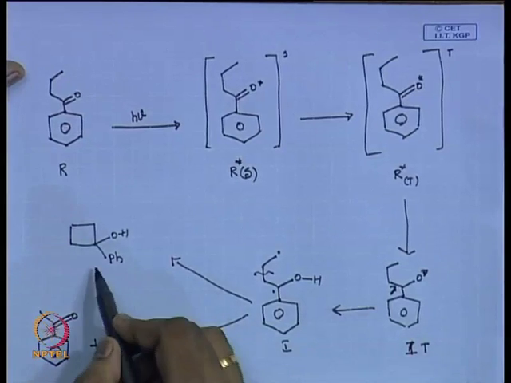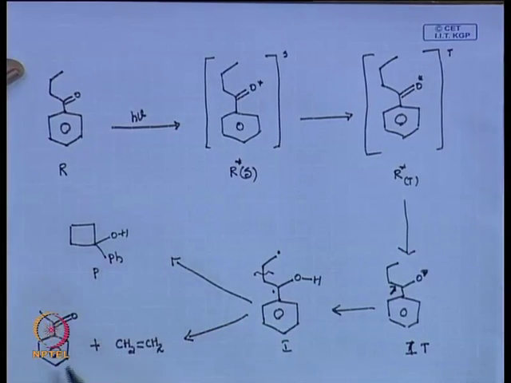So now you have an I. This we call as one product. You can call them as prime, P, double prime. See, this is my ground state product, which I can isolate. So this is a simpler representation.